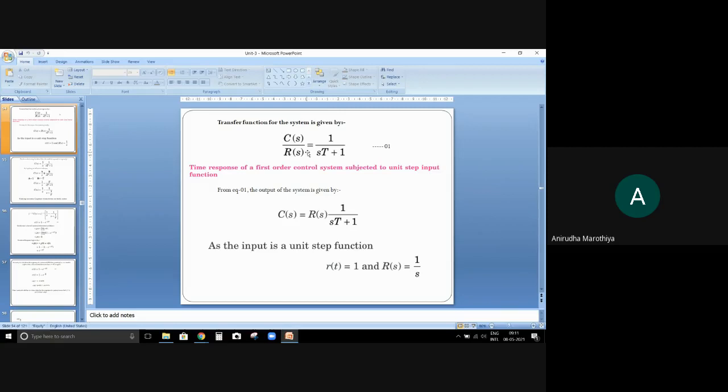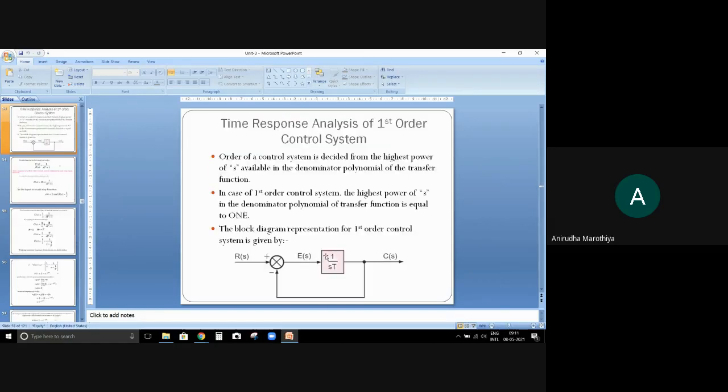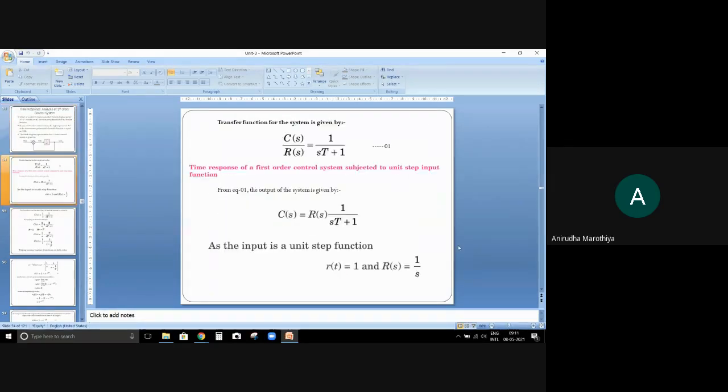And then we need to apply those steps one by one. So in step number 1, we need to obtain the overall transfer function of a control system. So here you need to apply elimination of closed loop. G of S is 1 upon ST and H of S is nothing but 1. So you will get C of S by R of S as 1 upon ST plus 1.